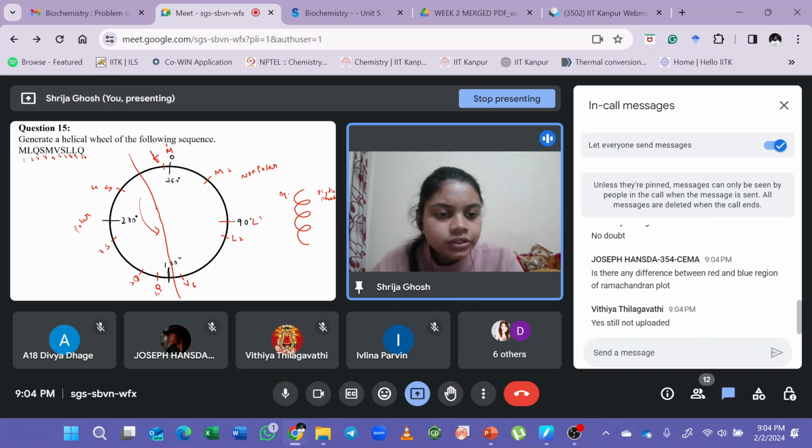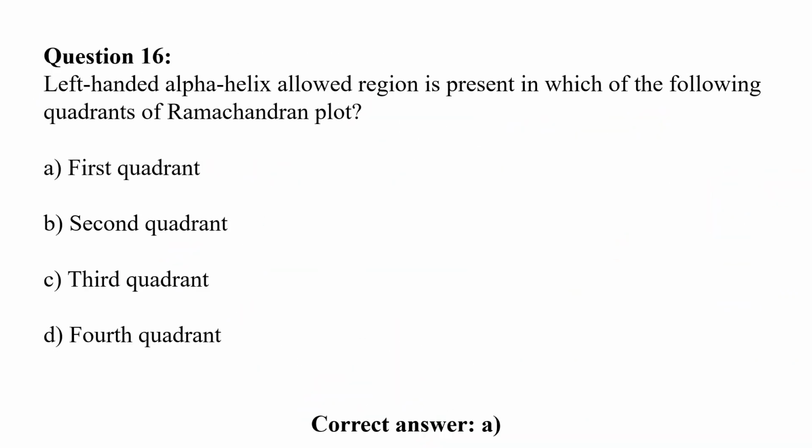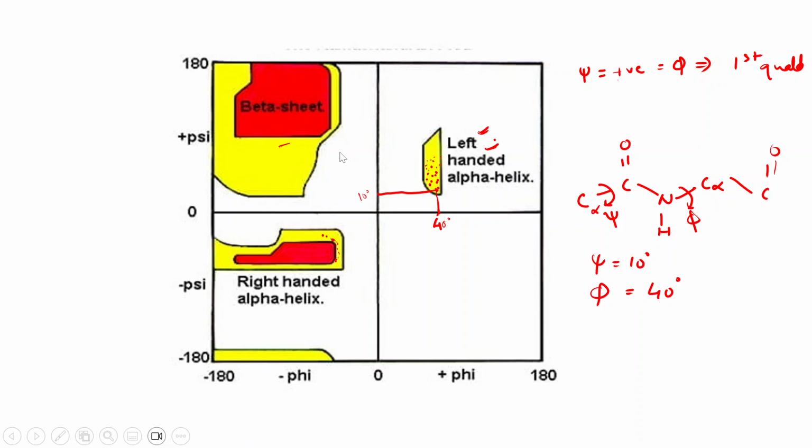Okay, Joseph has a question. Is there any difference between the red and blue region of the Ramachandran plot? What do you mean by the red and blue region? Do you mean the red and yellow region? Like the two different parts that are shown here?